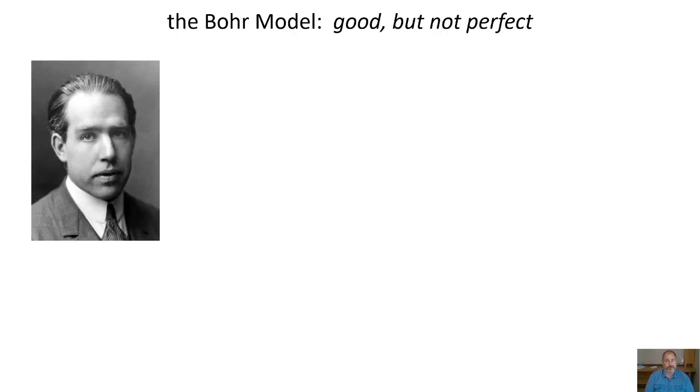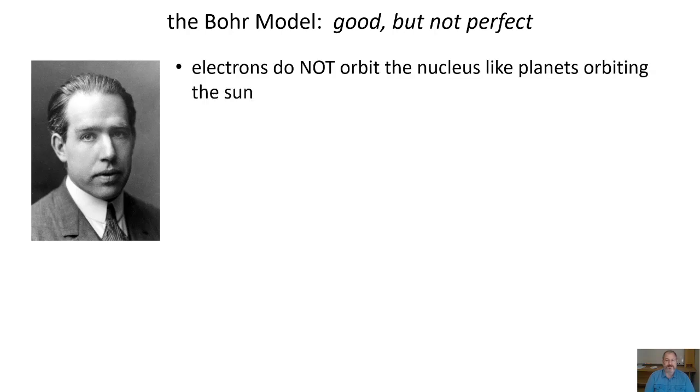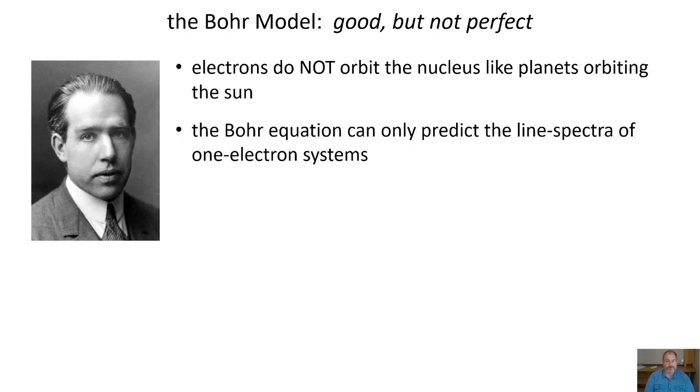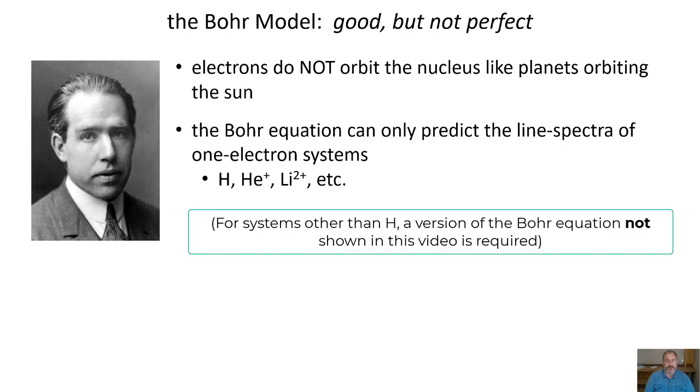Now the Bohr model is good, but it's not perfect, and there are some limitations that you should be made aware of. The first problem is that the electron does not orbit the nucleus like a planet orbiting the sun. And in fact, we're going to find out in future videos that it's impossible for us to have this much knowledge about the position of an electron with such certainty. Another issue with this model is that the Bohr equation can only predict the line spectrum of one electron systems. So the hydrogen atom or the helium cation or the lithium 2+ cation, these are systems that have only one electron to them. And therefore the Bohr model is sufficient and the Bohr equation is able to calculate the line spectrum of these systems only.